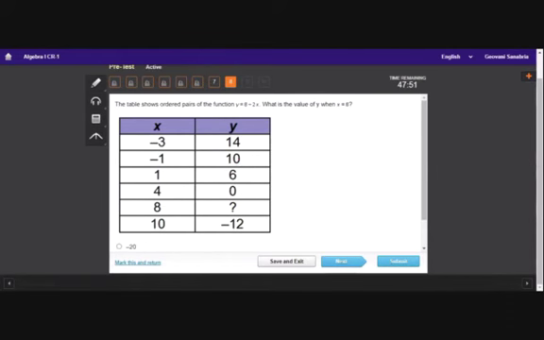The table shows ordered pairs of a function. What is the value of y when x equals 8? All that means is plug in an 8 in that equation on the right side and then figure it out. So it'd be 8 minus 2 times 8. So 2 times 8 is 16, because you have to do the multiplication first if you're just plugging it in. So 8 minus 16 would be negative 8.